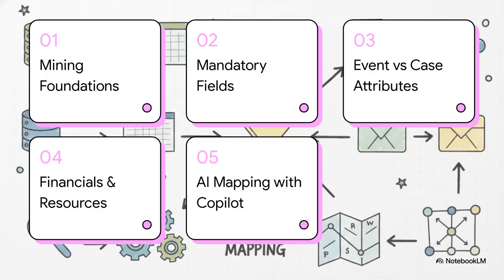Okay, let's dive right into this blueprint. Here's what we're assembling today. First, the process mining foundation. Then, the three mandatory fields. After that, event versus case attributes. Then we'll cover adding financials and resources, and finally, we'll wrap up with AI mapping using Copilot.